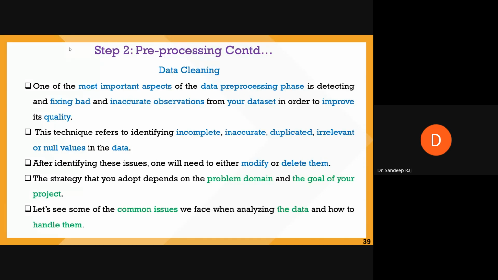So if you are using the image directly, then there is no problem. But if you are using an Excel sheet, there may be a chance that you have to deal with null values or similar kinds of values in the Excel sheet. So data cleaning is quite essential for such data. This technique refers to identifying incomplete, inaccurate, duplicated, irrelevant, or null values in the data. After identifying these issues, one will need to modify or delete them. The strategies one adopts depend on the problem domain and the goal of the project.